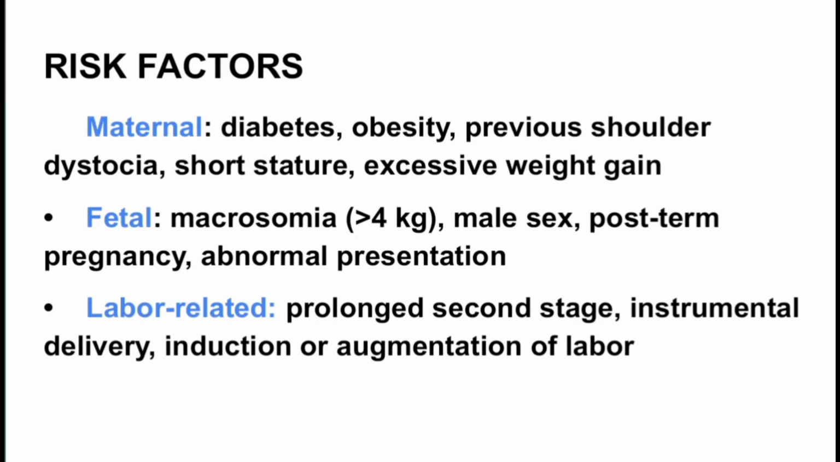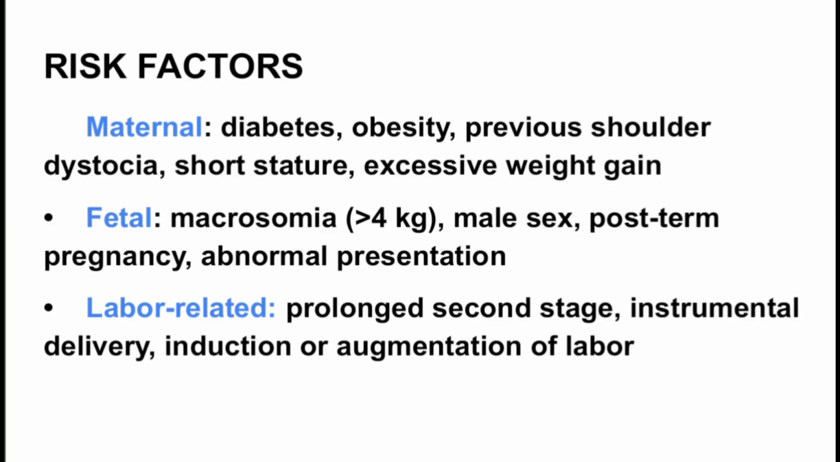When we're asked to name the risk factors for shoulder dystocia, we need to classify them into maternal, fetal, and labor related. When it comes to the maternal, we've got a known history of diabetes or a new onset of gestational diabetes. We've got obesity, previous shoulder dystocia, short stature, and excessive weight gain.